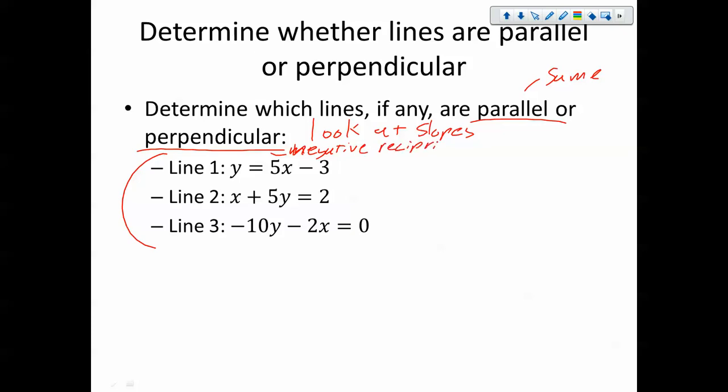So if we look at each line and compare their slopes, we can tell which of these 3 lines are parallel and which of these lines are perpendicular. They're negative reciprocals. So let's check the slopes of these lines. So first line, line 1, y = 5x - 3. What's my slope? Well, that's in slope-intercept form, so I know it's 5.